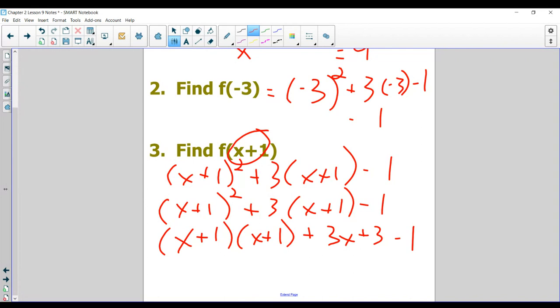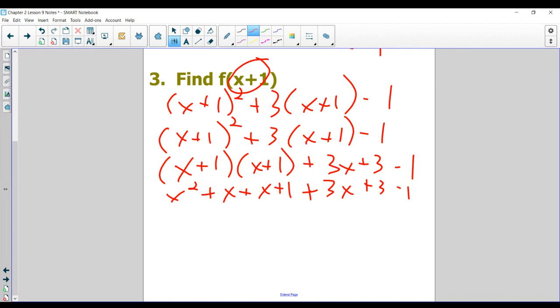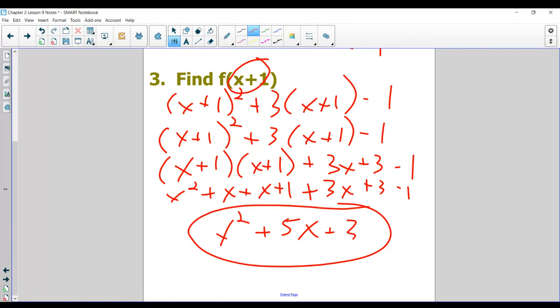Okay, x plus 1 times x plus 1 would be x squared plus x plus x plus 1 when you FOIL, or whatever the term was that you learned when you multiplied those out, plus 3x plus 3 minus 1. And then you would combine all of your like terms, and you will get x squared plus 5x plus 3. Okay?